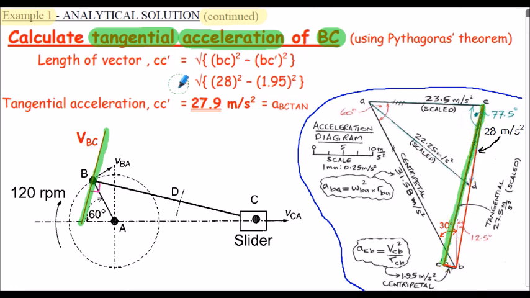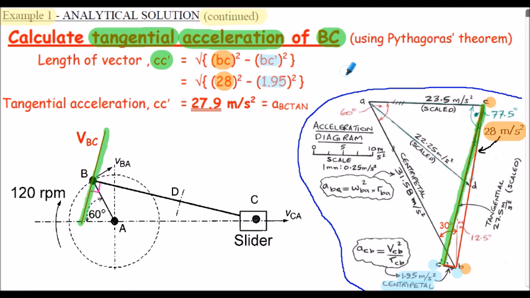So to calculate the length of vector CC dash, we're using Pythagoras' theorem, and that's going to be the hypotenuse of this right angled triangle labelled BC here, which is 28 meters per second squared from our previous calculation. Vector BC dash, which is a centripetal acceleration in this case, was calculated as 1.95 meters per second squared. So this is BC dash, 1.95 meters per second squared.